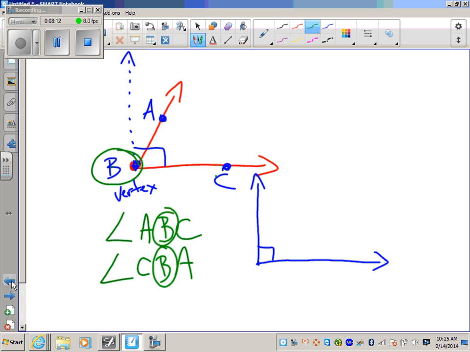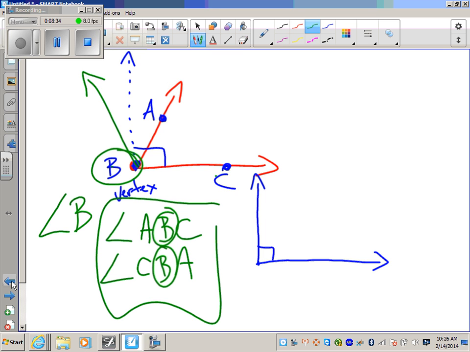As long as the vertex is in the middle, I'm going to be okay. Sometimes you can get away with just labeling it by its vertex. You just call it angle B. That works if that's the only angle that's around, if there aren't other angles sprouting up from that particular vertex. You can just label it angle B. Sometimes. Very rare. You're looking at those as your primary options. Okay.